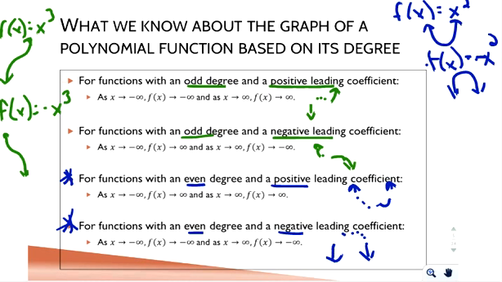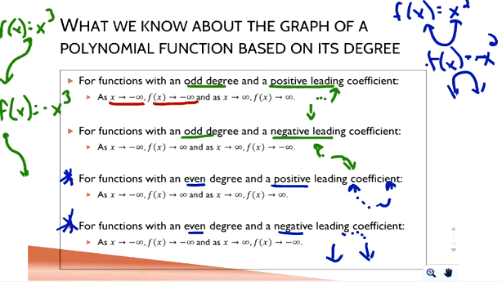Okay? And I do want you to pay really close attention to the notation here. They're going to get more precise with how they use the notation as you go into calculus. So look at this. As the x's approach negative infinity, that's how you read that. As the x's approach negative infinity, f of x approaches negative infinity.